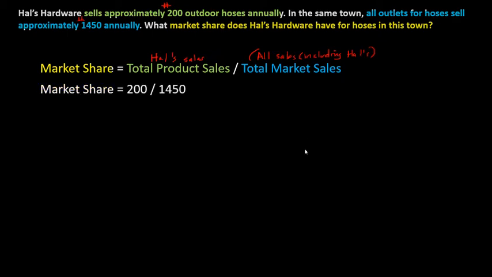That's all there is to it. We get the 200 that Hal's sold divided by the total sold, 1,450, and it tells us his market share is 0.137, or 13.7%. The hardest part of this, I think, is just identifying total product sales and total market sales. Sometimes additional information is thrown in, which can make the problem a little more challenging, which is what we'll start to see in the next few examples.